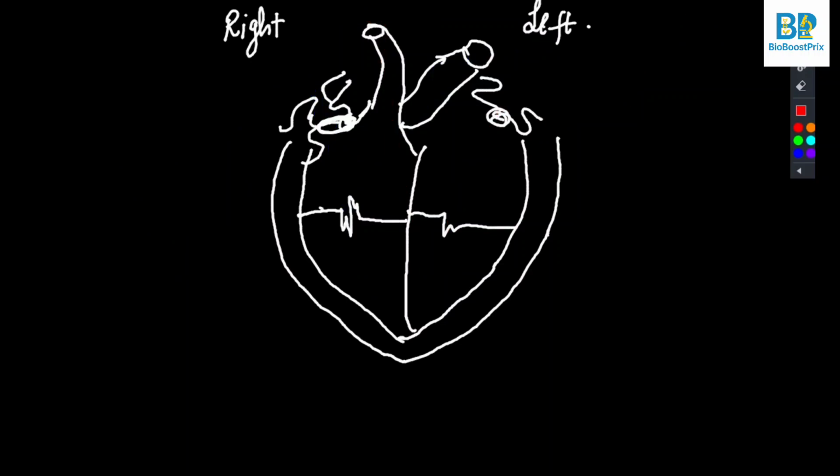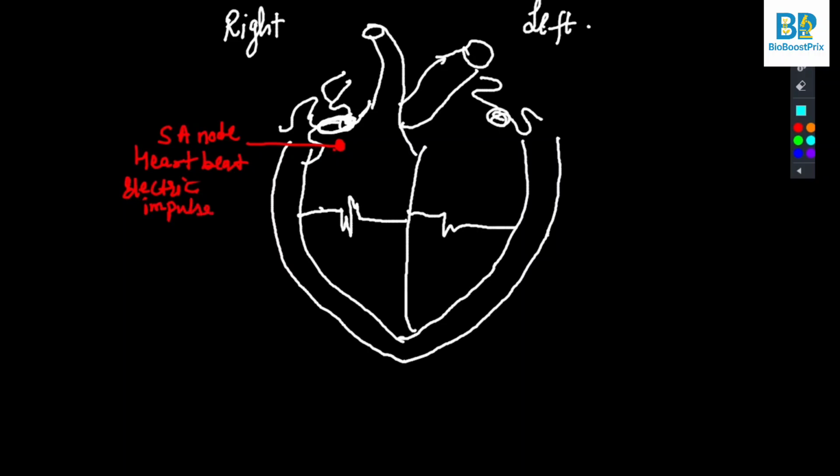Other than this, if you see in the right chamber, there is a pacemaker which is called the SA node, sinoatrial node. It maintains the heartbeat, and it also maintains the electrical impulse of the heart.